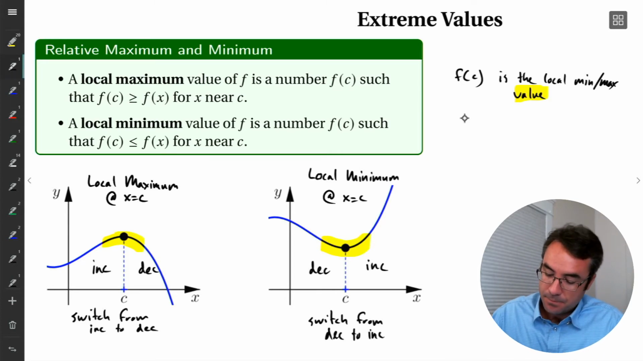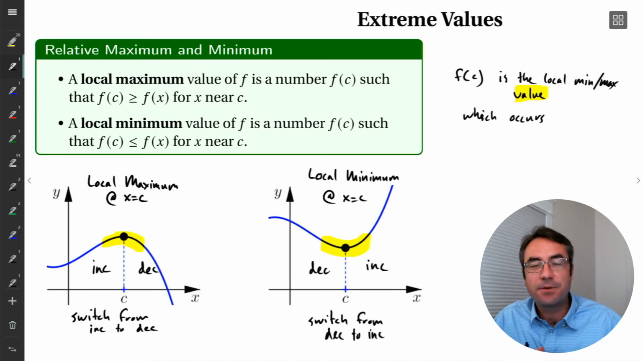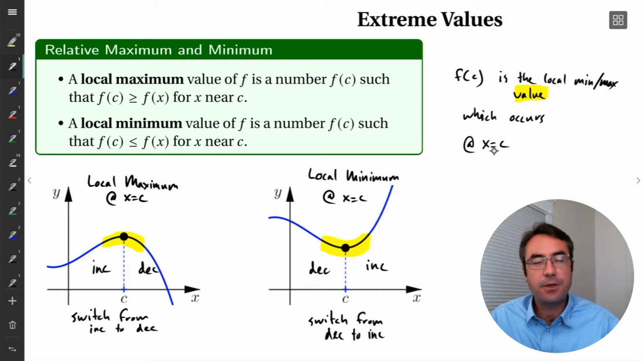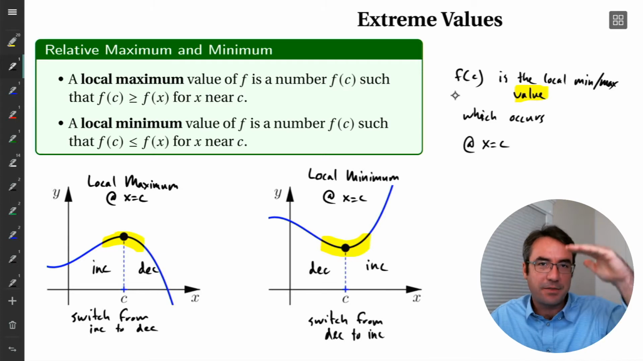And x equals c is still important, but that's sort of like the location. Where does the maximum actually occur? It occurs at x equals c. So f of c is the actual value of our function that's large or small, and where that actually occurs is at x equals c. So we think of the x value as sort of like the location, and we think of our function value as sort of like the height.